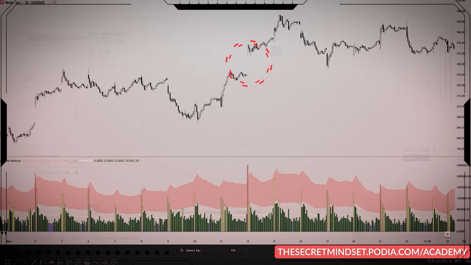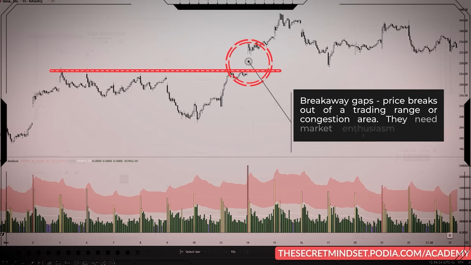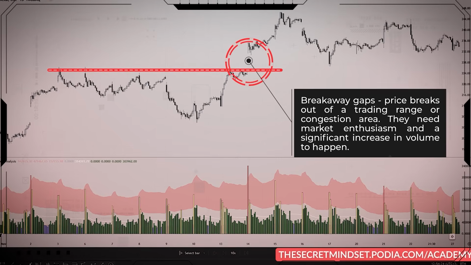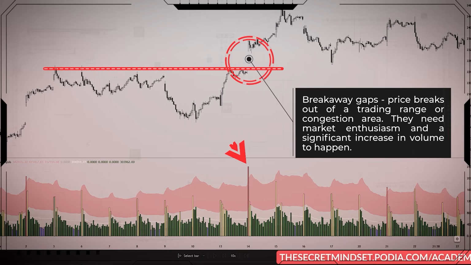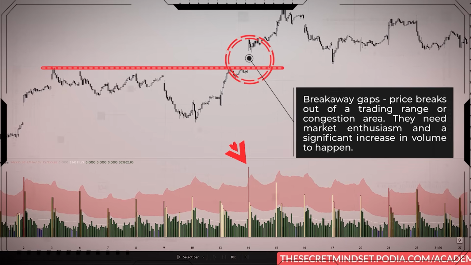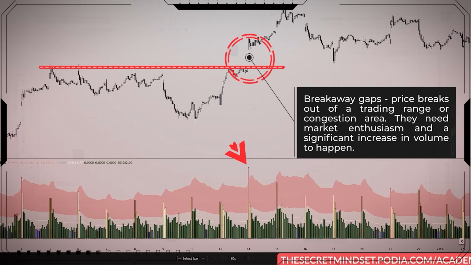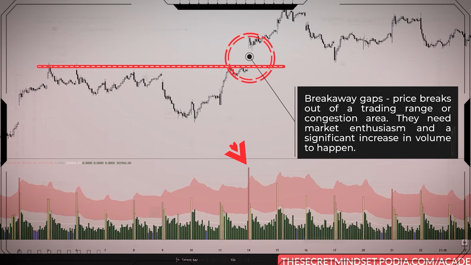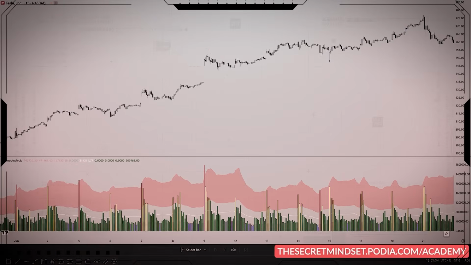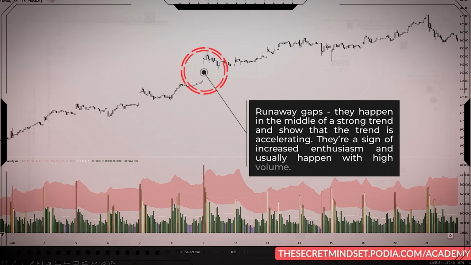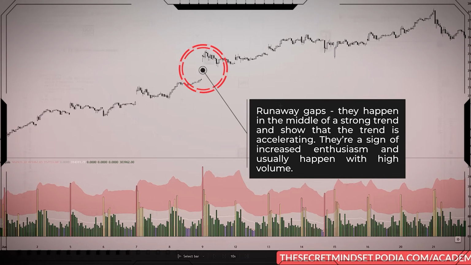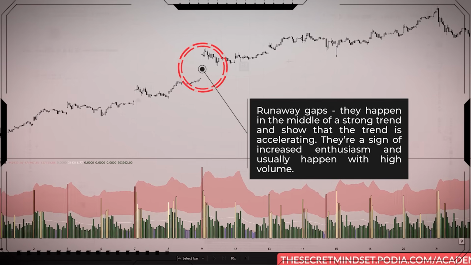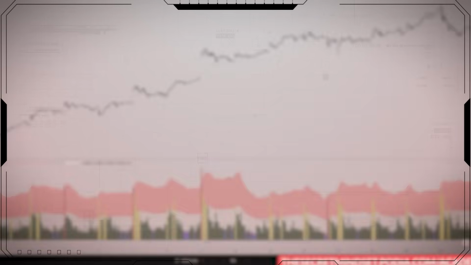Breakaway gaps occur when the price breaks out of a trading range or congestion area. They need market enthusiasm and a significant increase in volume to happen. If the volume increases when the gap occurs, it means the new trend has a good chance of continuing. Runaway gaps happen in the middle of a strong trend and show that the trend is accelerating. They're a sign of increased enthusiasm and usually happen with high volume.